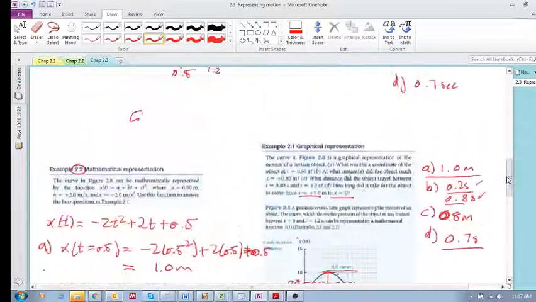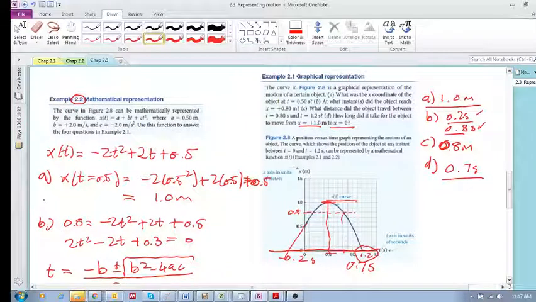Okay? So guys, I love these two problems because in the one, you have to solve these questions using a graphical approach, and in this one you need to solve the same questions using a mathematical approach. Okay? Good luck.